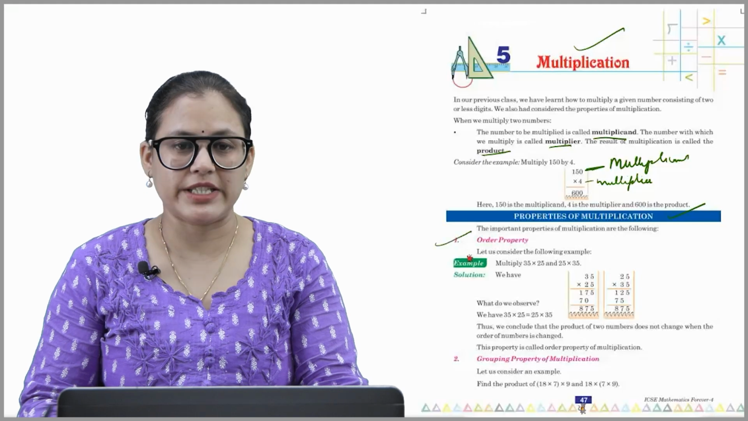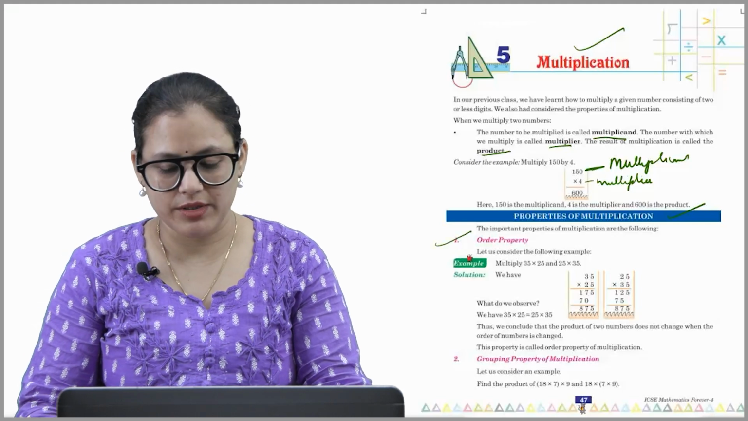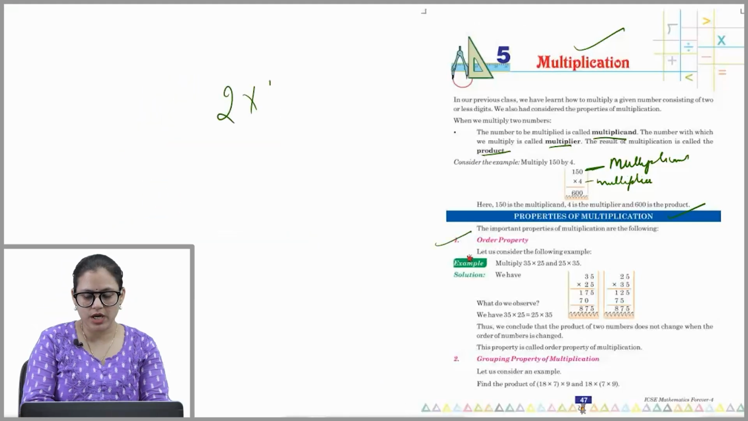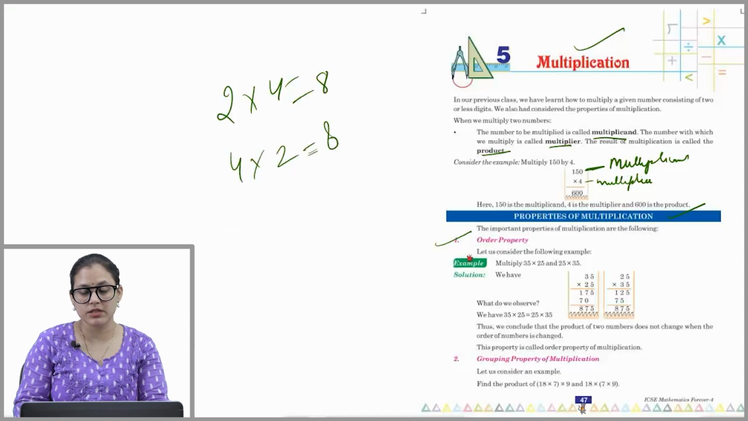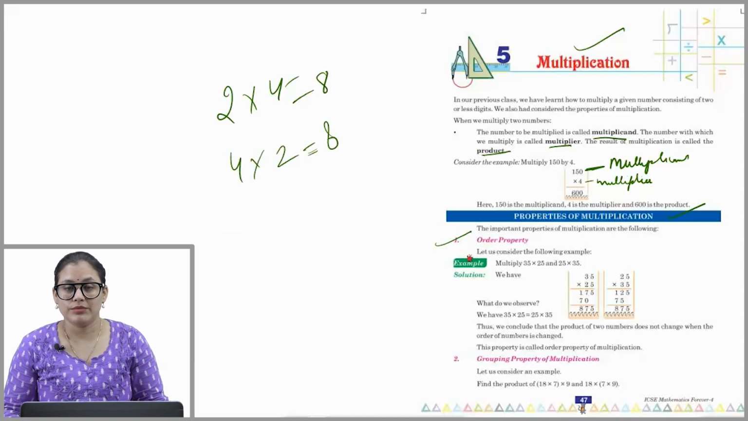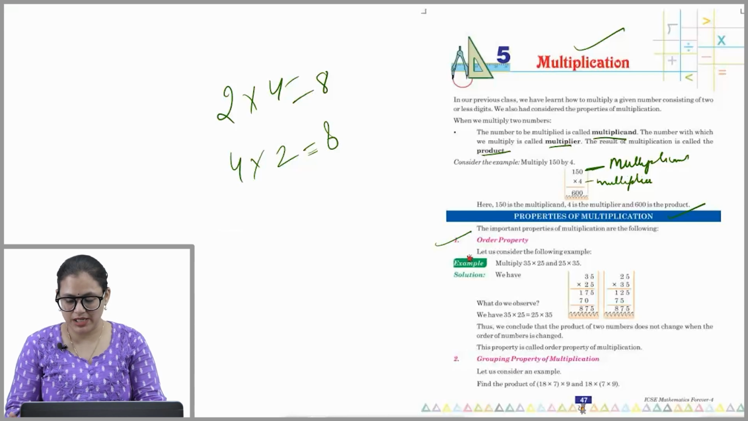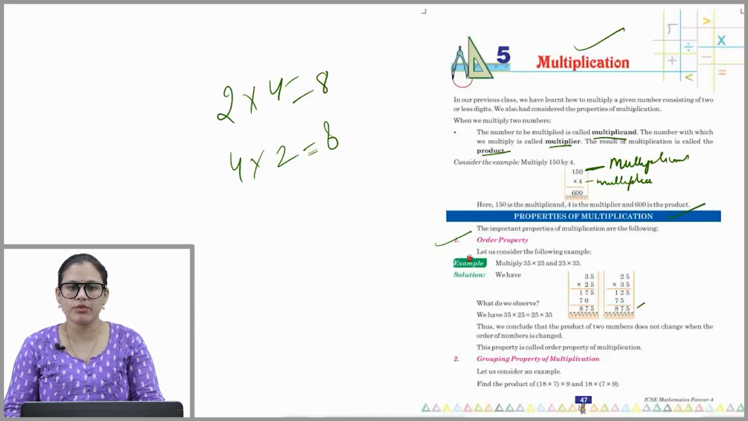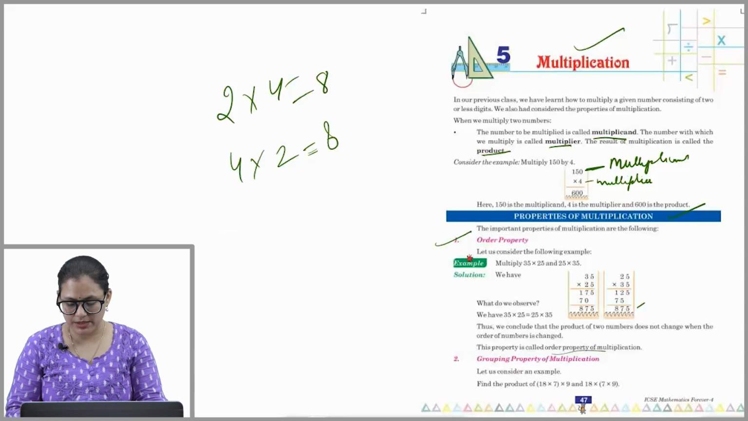Number 1, order property. Let us consider the following. See, 2 into 4 is 8 and 4 into 2 is equal to 8. It means no matter how we change the order, the product always remains the same, okay. If we multiply 35 by 25, we will get 875. If we multiply 25 by 35, we will get the same product. So what do we observe? That the product of two numbers doesn't change when the order of the numbers is changed. So this property is called the order property of multiplication.